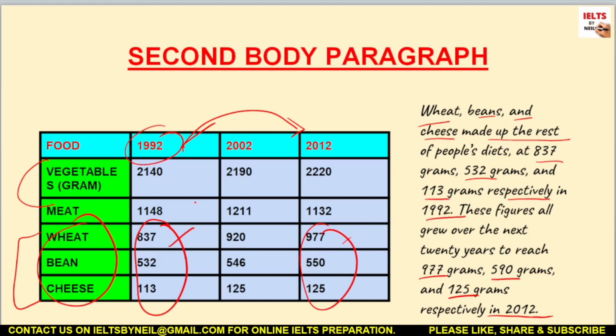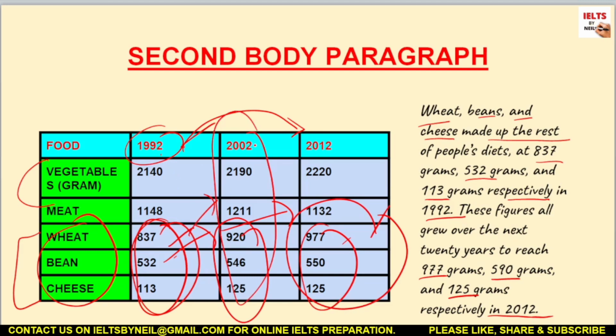So what I've done is I've just talked about the values here, and then said that they increased over the years, finally reaching the last year, 2012. I have missed the values for 2002, but I have said that in the following years it increased, meaning in 2002 the values actually increased, which is mentioned. And I've finally written the values for 2012, right?